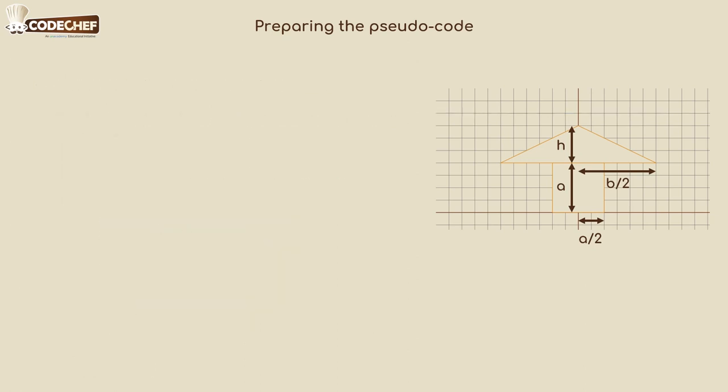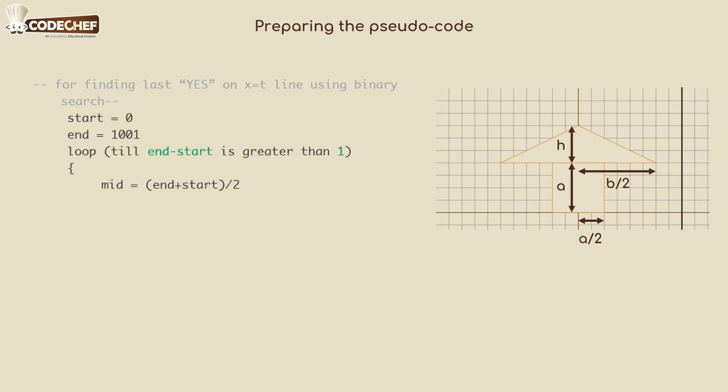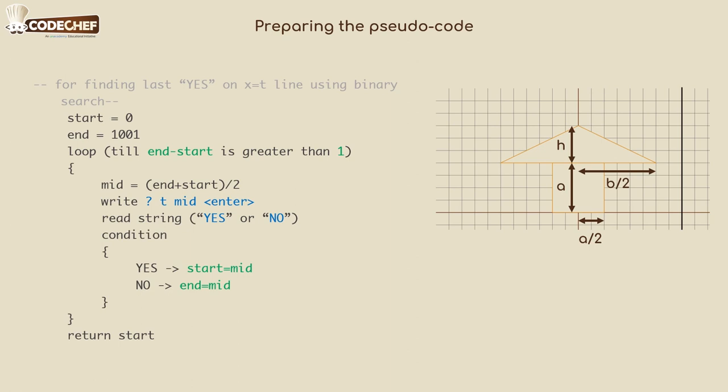Now similarly we will construct a function for finding the last yes on the line x equal to t using binary search. Here we have to only change the asking query. Here we have to write question mark followed by t, not mid, because here the x coordinate is t, and then we have to write mid because here the y coordinate is mid, and then an enter. Then we have to read the string yes or no, followed by the same procedure, and finally return start.